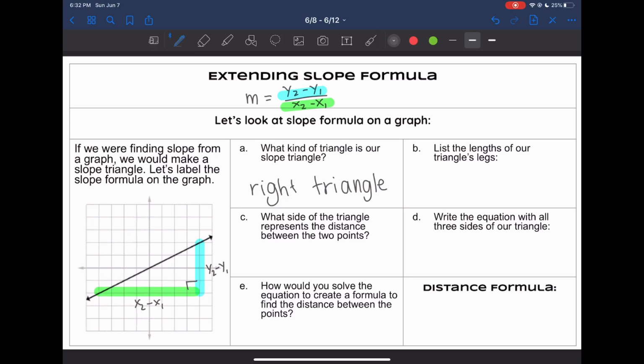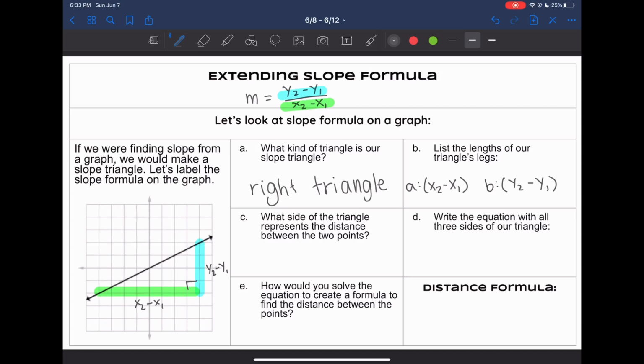B says list the lengths of our triangle's legs. So in a right triangle, we have a leg a, and that could be represented by the horizontal distance, which is x2 minus x1. And then we also have the other leg b, which could be represented by the vertical distance, y2 minus y1.